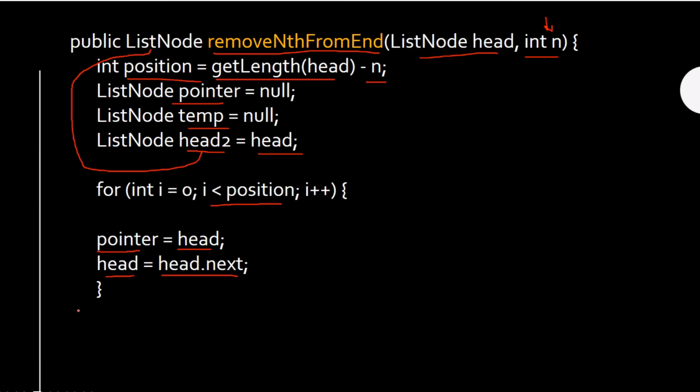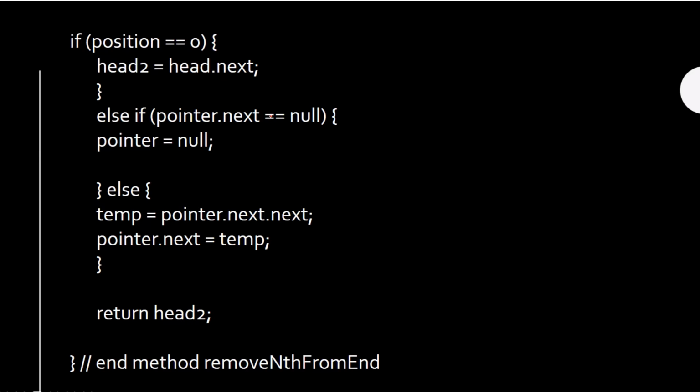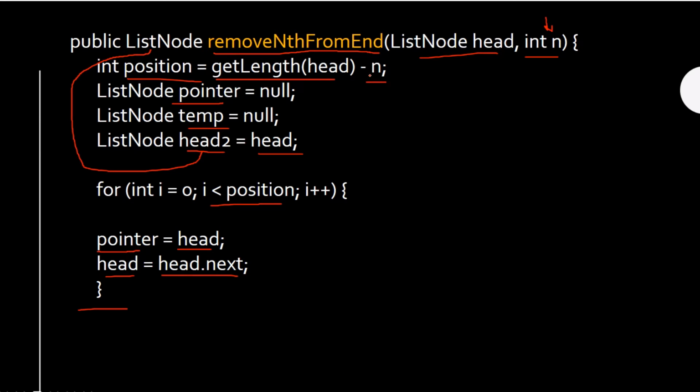And once this for loop finishes, that means that at the termination of this for loop, your pointer is now referring to the head. So your pointer is now the current head. If the pointer is the current head, we check if the position is 0. If position is 0, then it means what you want to delete is the head.